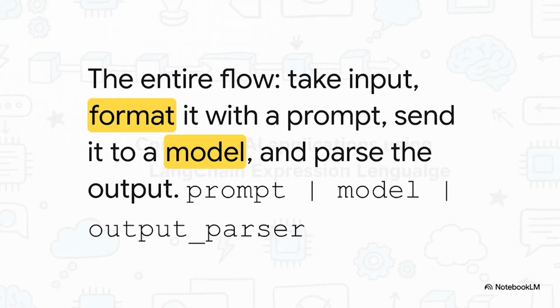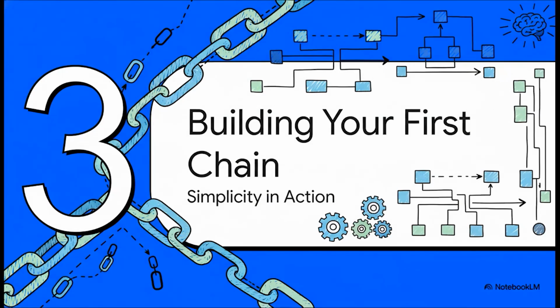And what this means is that a whole LLM chain, the prompt, the model, and the thing that cleans up the output, can be written in a single beautiful line of code. Look at that. Prompt, model, output parser. It's not just about writing less code, it's about the code looking exactly like what it's doing. All right, enough theory, let's get our hands dirty and actually see how you'd build a simple chain using this new syntax. It's easier than you might think.